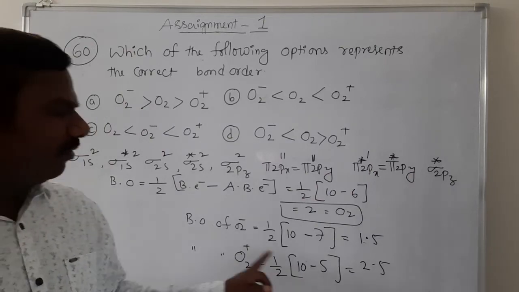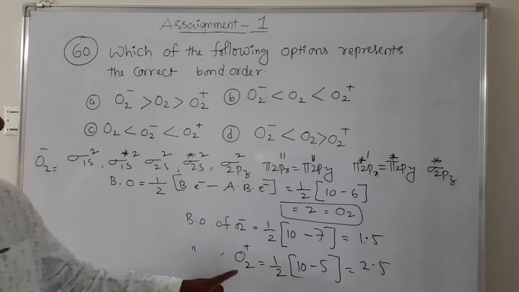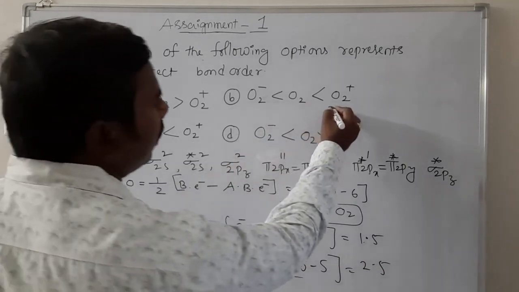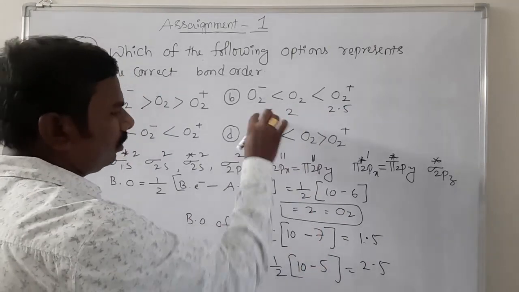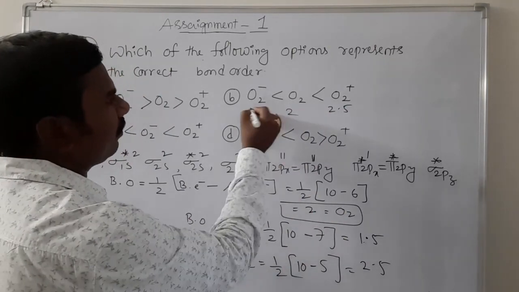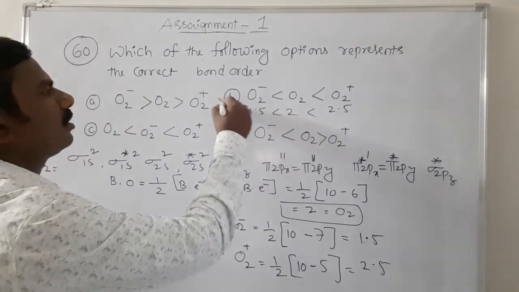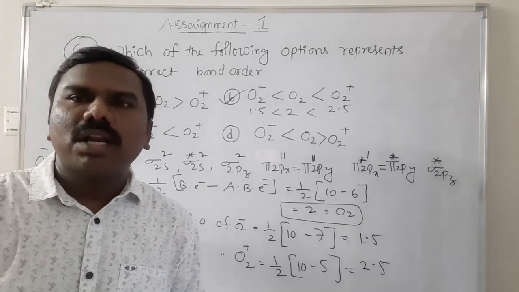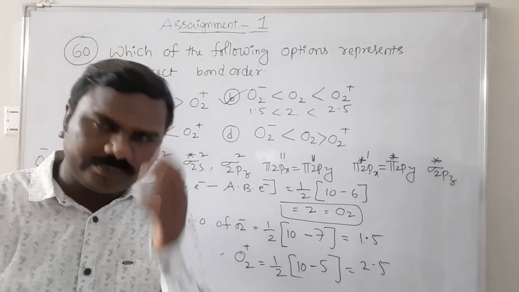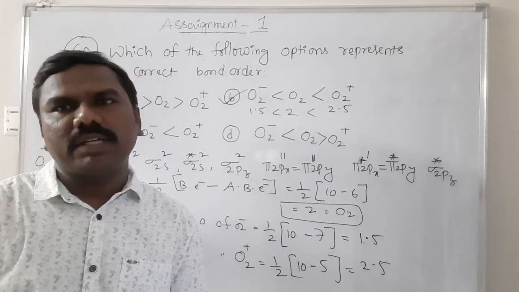O2 plus 2.5, O2 minus 1.5. So the right option: O2 plus 2.5 bond order, O2 2 bond order, O2 minus 1.5 bond order. That's why the right option is option B. Very, very important question. I hope you understood everything. Follow classes regularly and study well, right?